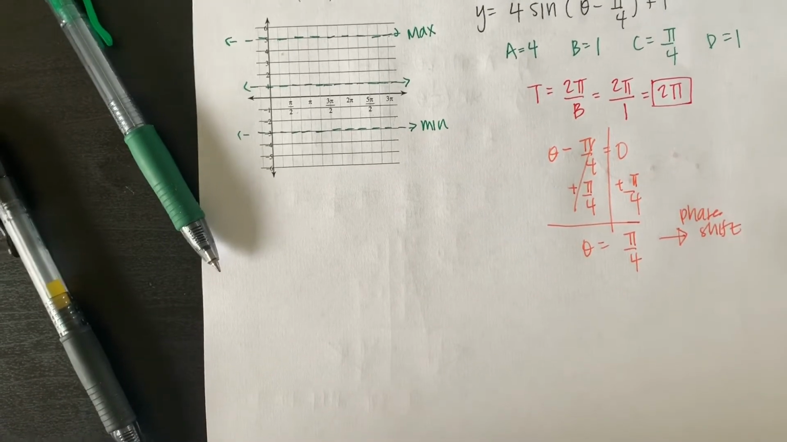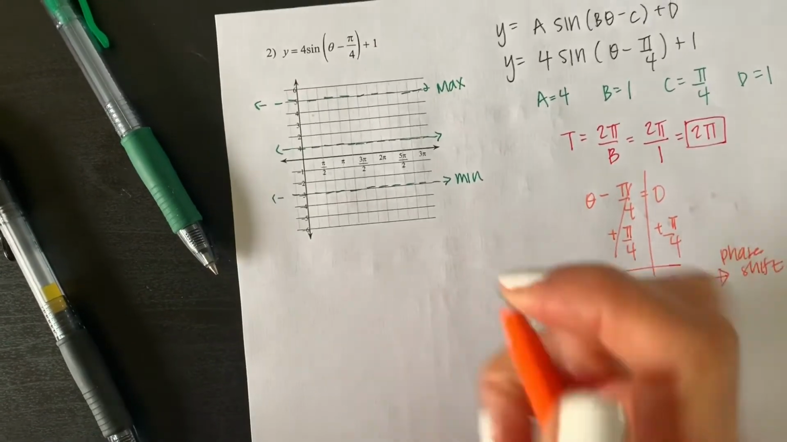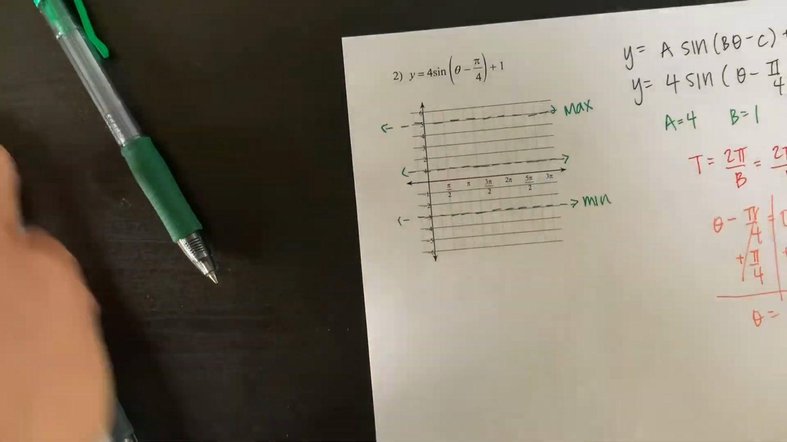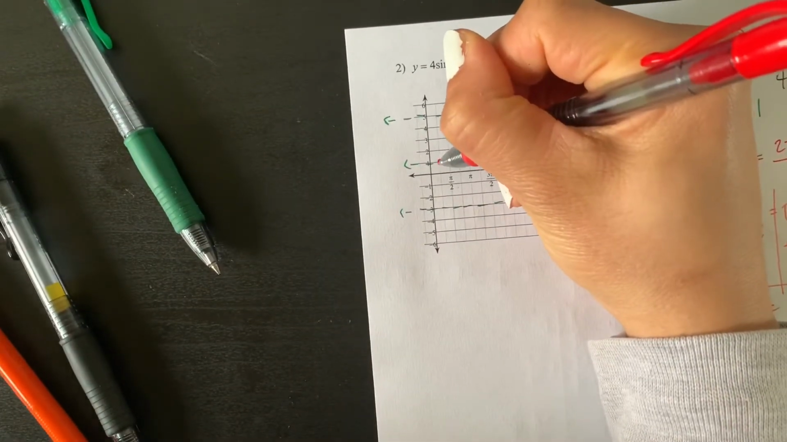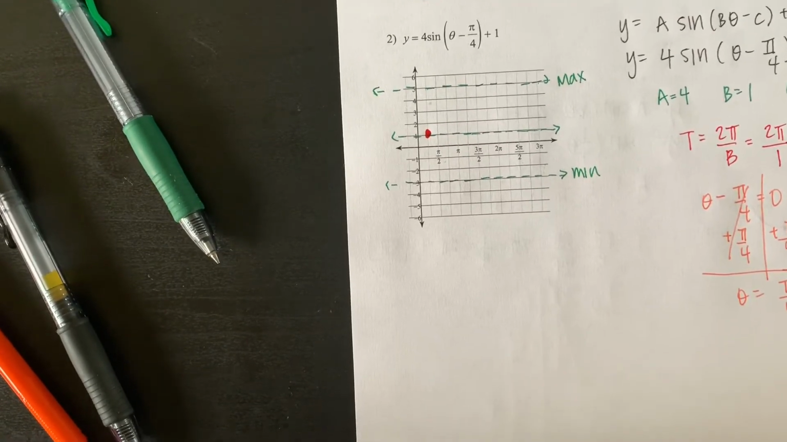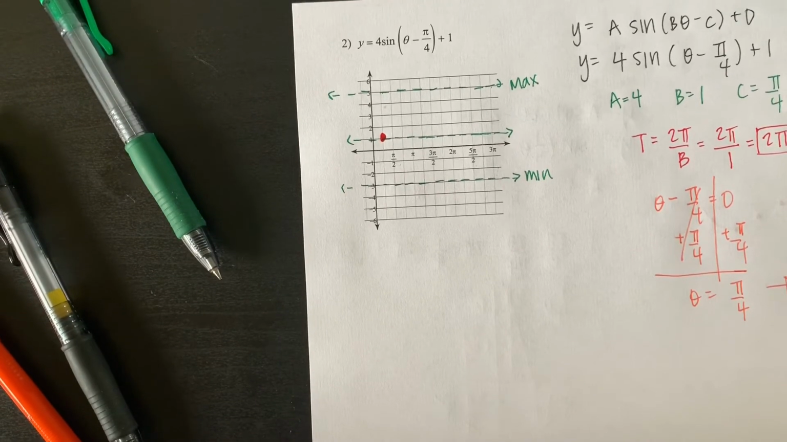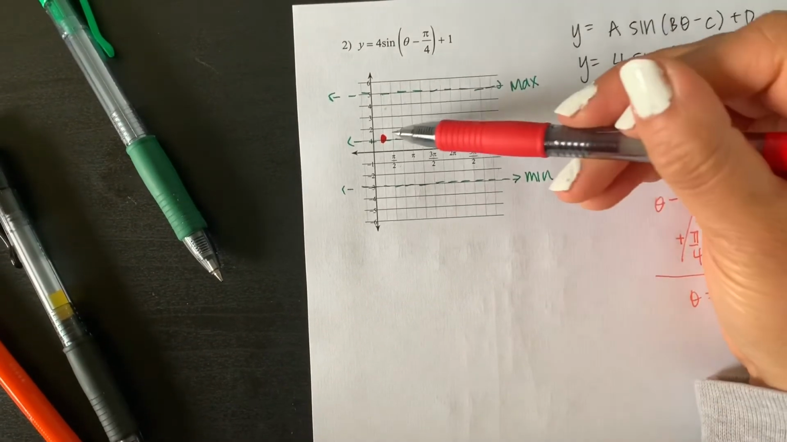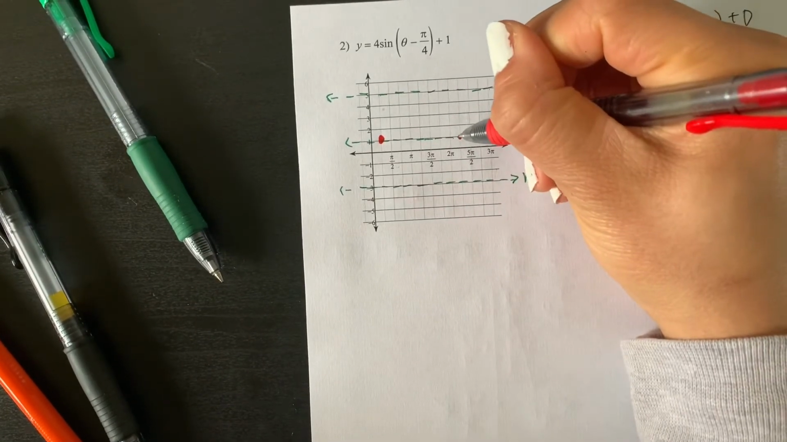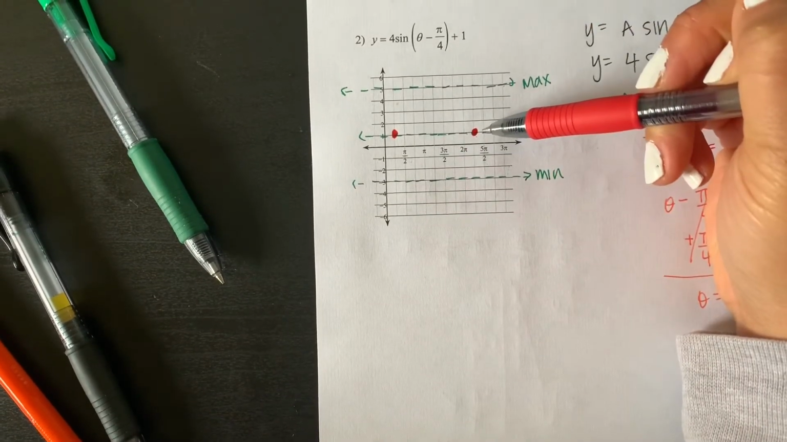So let's go ahead and bring this all together. Pi over 4, our phase shift. Pi over 4 is right between 0 and pi over 2. So remember, I'm starting it on my midline of 1. And I know that the period is 2 pi, so it's going to take 2 pi to complete one full cycle. So there's 2 pi. I'm going to move over to the right 1 because of my phase shift. So from here to here, that's 2 pi.